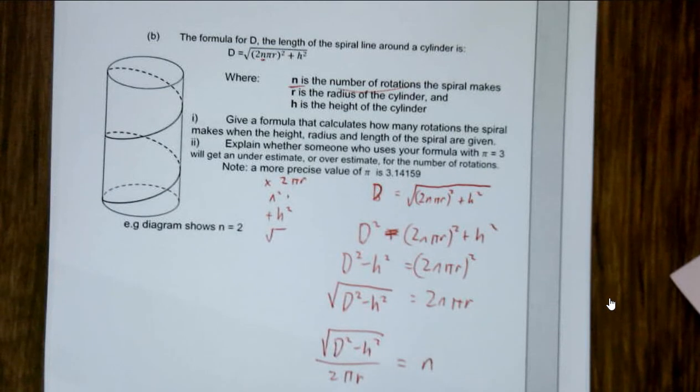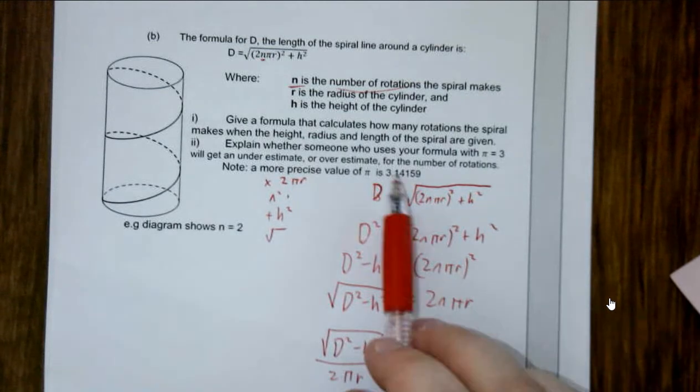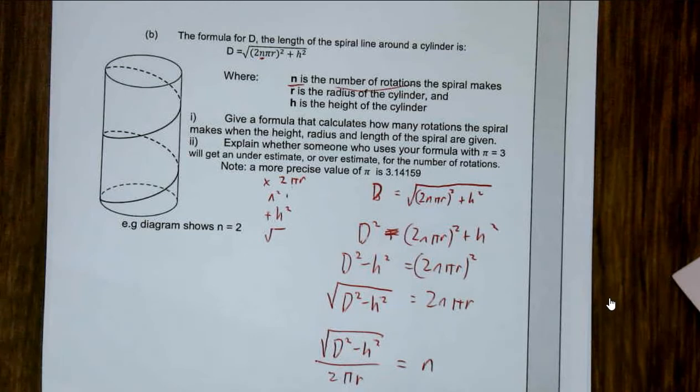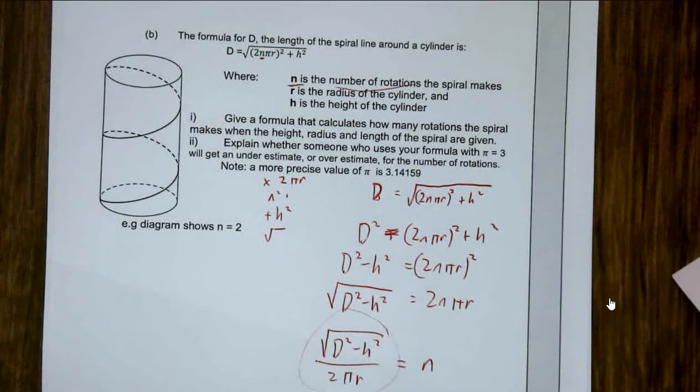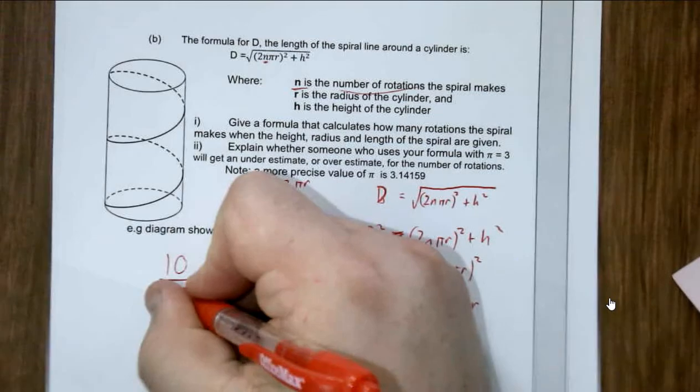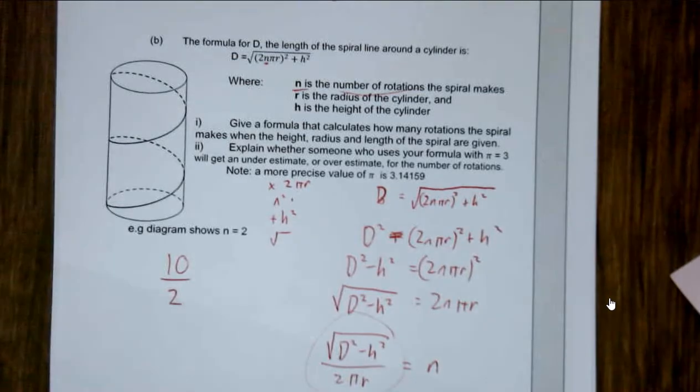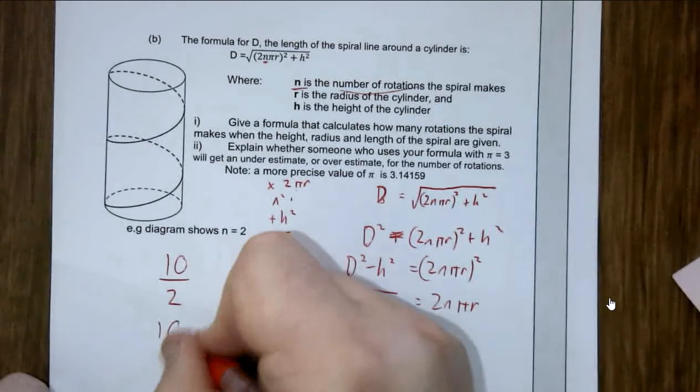Okay. This one tripped up a lot of people. If I change pi to be 3, if I use pi equals 3 instead, would I overestimate or underestimate? Well, look at your equation. You're dividing by pi. What's 10 divided by 2? What's 10 divided by 1.9?